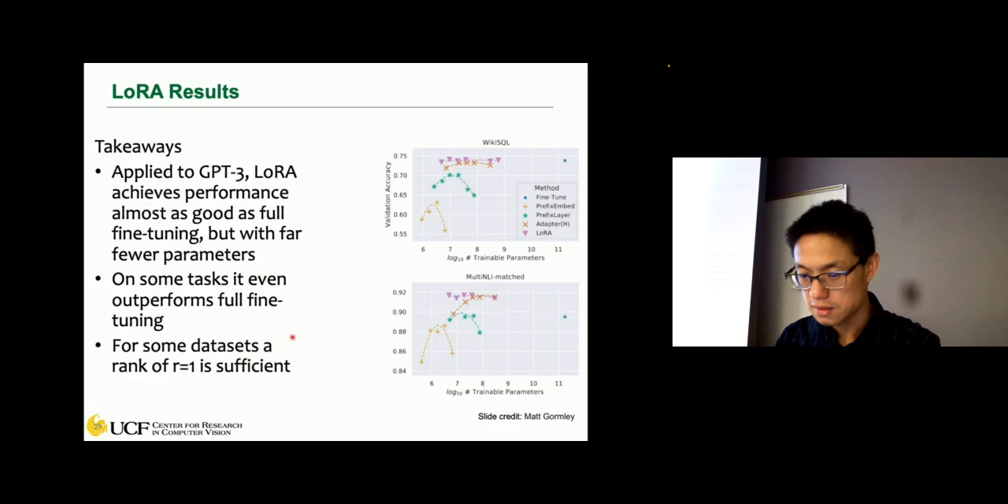And for some of the data sets, rank 1 is sufficient. So you have a very small number of tunable parameters: B and A are just one column and one row. You can imagine how only a very small amount of parameters is being updated and added to the original weight matrix.